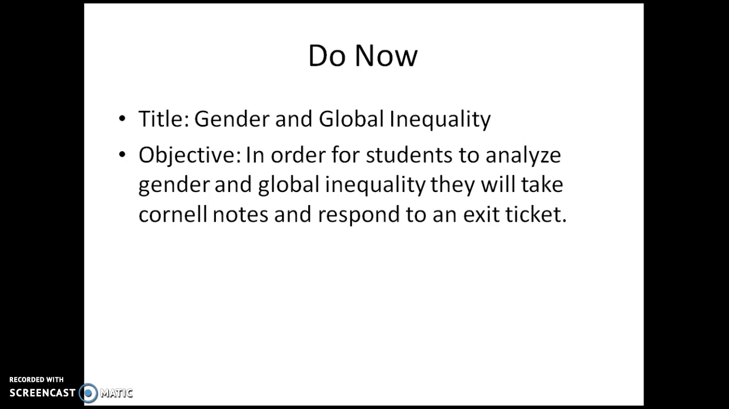Go ahead, set up your title and objective. The title is Gender and Global Inequality. And the objective for today is in order for students to analyze gender and global inequality, they will take Cornell Notes and respond to an exit ticket. So those do not need to be in Cornell Notes style. The title should be at the top center of your page and the objective should be just underneath it. There is no do now for today's lesson.